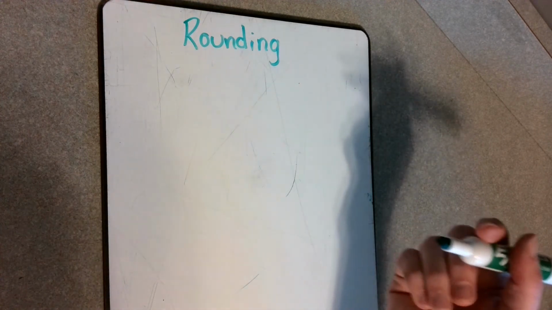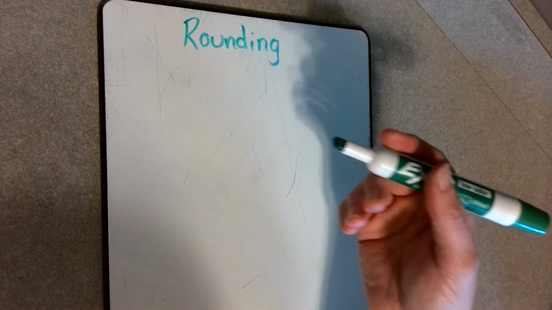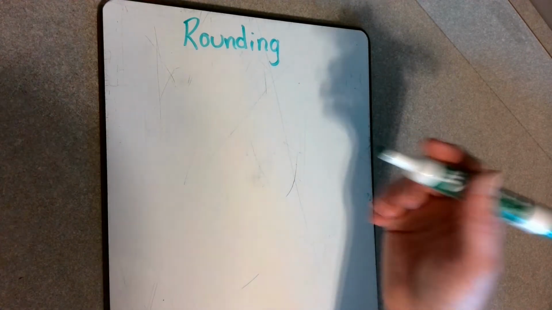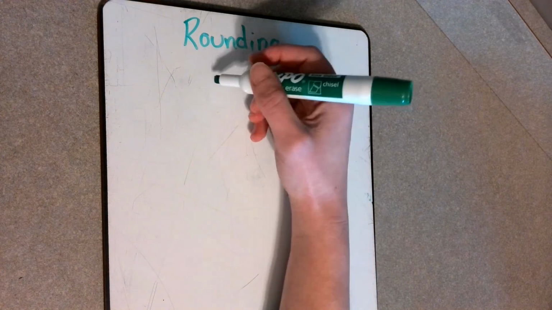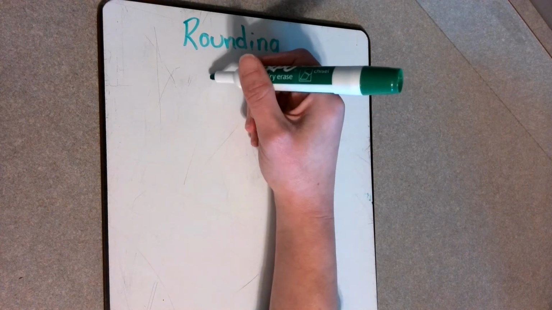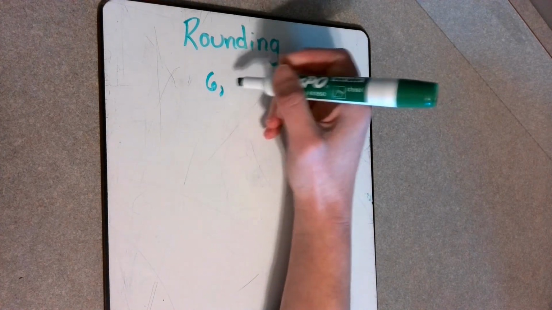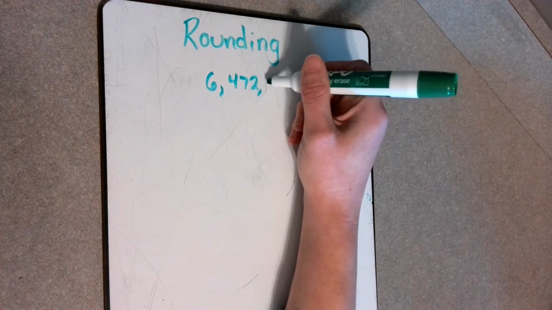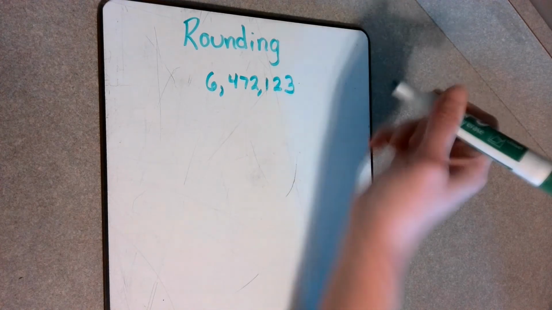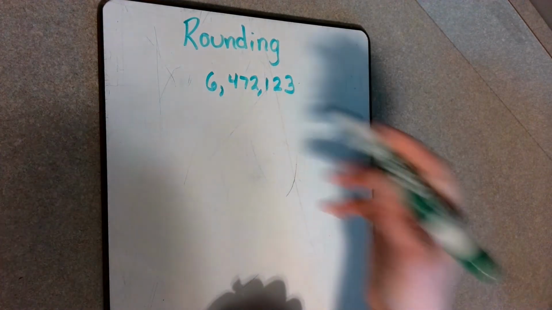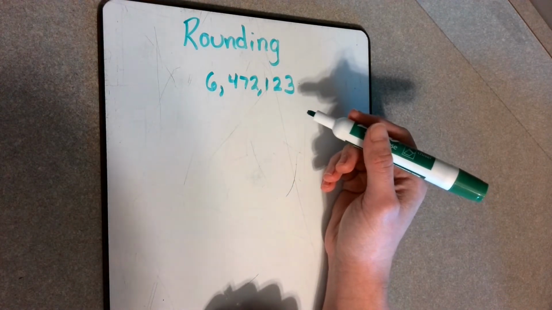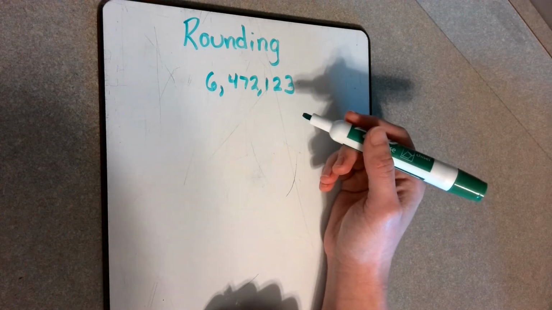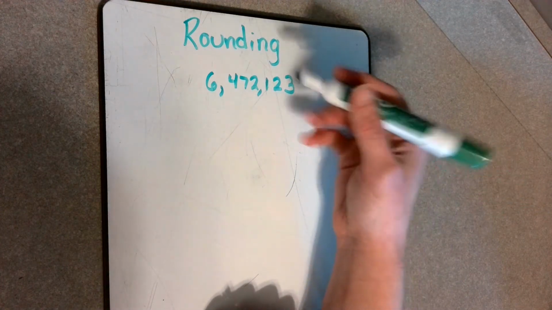Okay, so let's go ahead and practice with the numbers 6,472,123. So go ahead and write down with me and think with me as we go through this. I'll give you some time afterwards to think on your own. Okay, so as we think about the number 6,472,123, we're going to start off by rounding to the nearest 10,000.